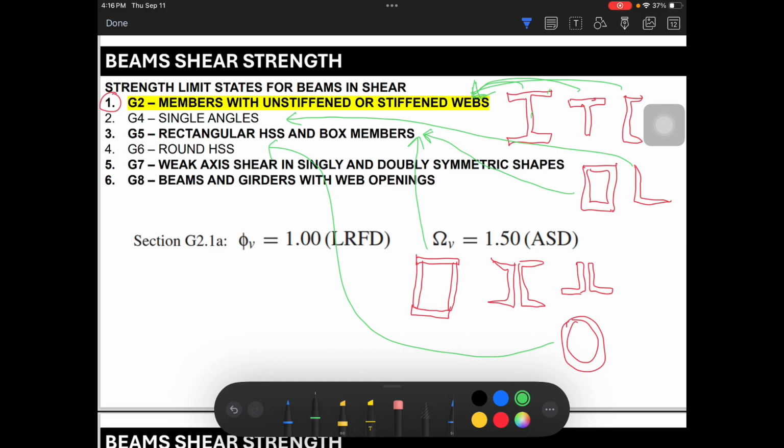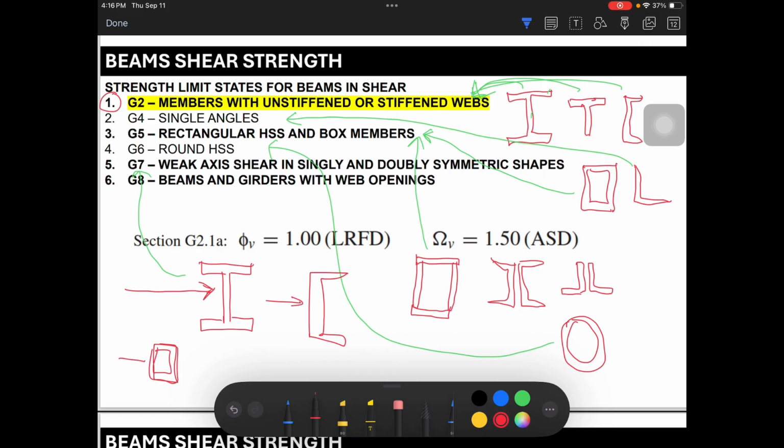Then, what is G7 and G8? G7, weak axis, shear in single and double symmetric shapes. Ibig sabihin na na-explain na natin yung weak axis and strong axis, no? Kunwari yung double shape ka nga, pero ang loading mo is sa weak axis, like ganyan yung loading mo. Dito ka sa G7. Kunwari yung channel, or yung box shape mo, sa shear, ang shear mo ay nasa weak axis, ganyan, weak axis. Dito ka lahat sa G7.